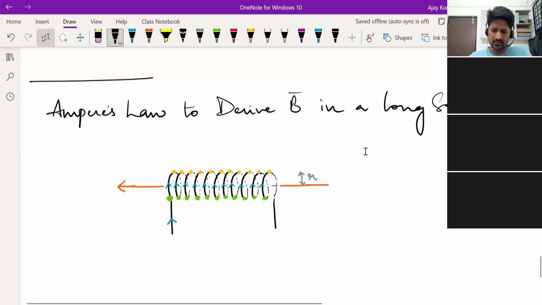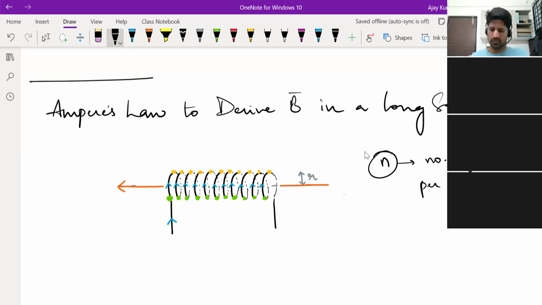Consider a long solenoid like this. Since it's a very long solenoid, the total number of turns will be infinite. We will not talk about that. But usually in solenoids, they give you small n, which is the number of turns per unit length. Let's say that is small n for this solenoid. We need to find out the magnetic field anywhere inside the solenoid.